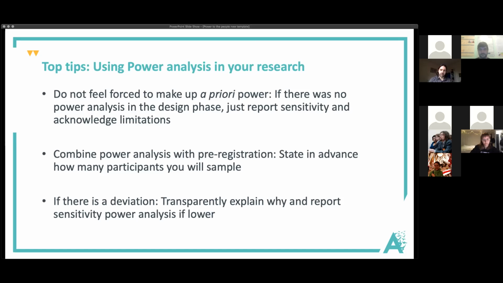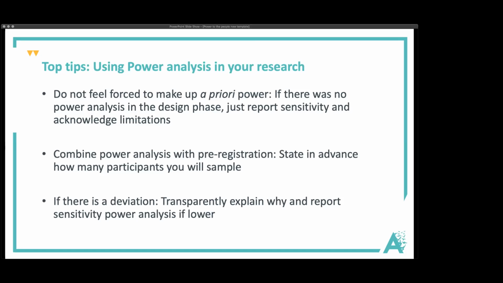So you can state in advance how many participants you plan to sample. If this is different when you finish the project, all you need to do is transparently explain why there is a difference, and report if the sample size is lower than you anticipated. Again, it then flips to sensitivity. If your sample size was much lower, what effect sizes would that mean you could reliably detect? If it's higher, it's less of a worry. You just need to explain why it's higher than you planned.